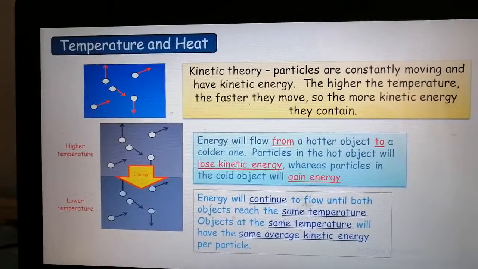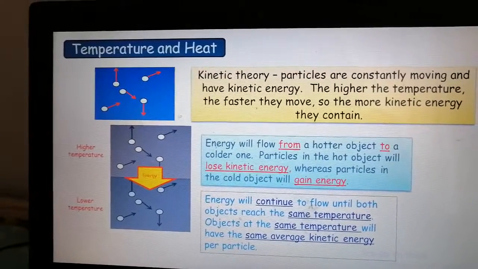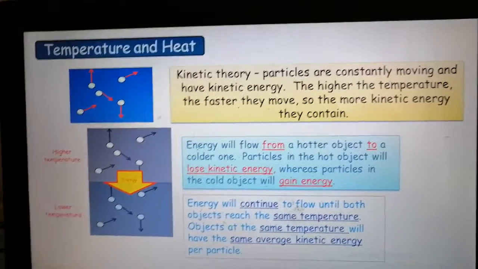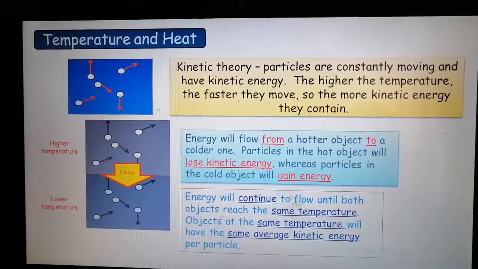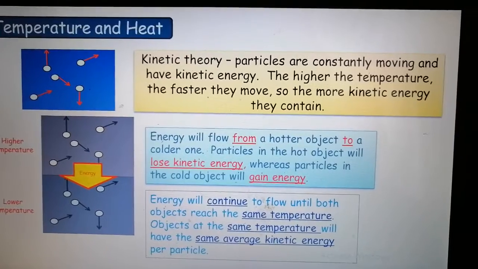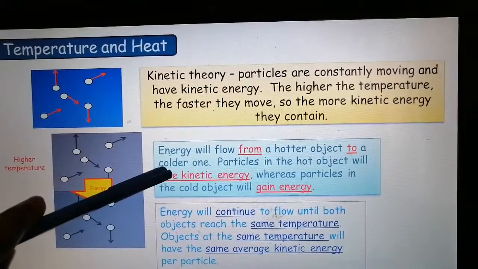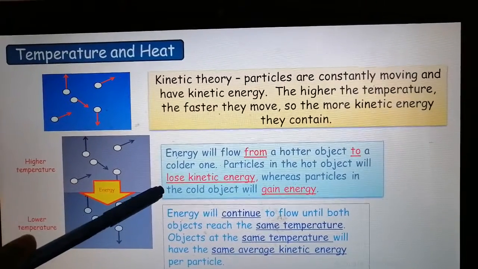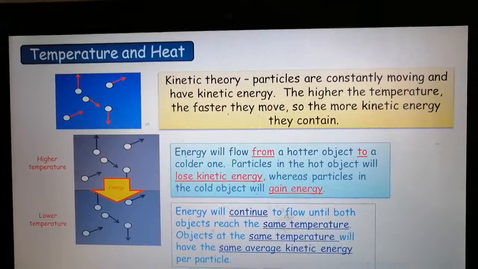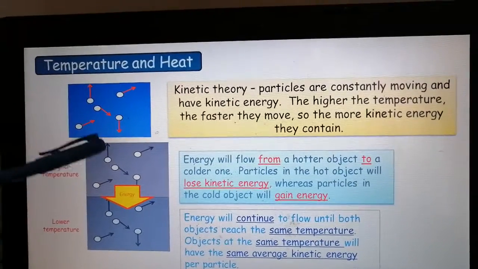So that's why we have the change of state of matter: solid turns to liquid, liquid turns to gas, gas can turn to liquid, and liquid can turn to solid. Remember, right? Please remember this keyword: when matter is heated, it expands, and when cooled, it contracts. Remember it like that. Look at here. Energy will flow from a hotter object to a colder one. Particles in the hot object will lose kinetic energy, whereas particles in the cold object will gain energy. Meaning that the energy will flow from the hot object to the cold object.